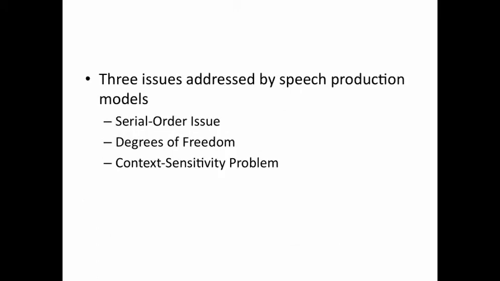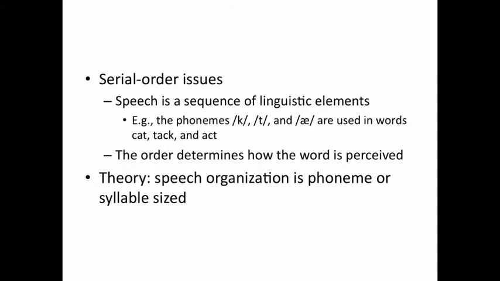But before we do that, I'm going to bring about 3 issues that need to be addressed by speech production models. Those 3 issues are the serial order issue, degrees of freedom, and the context sensitivity problem. So there are 3 issues. Anytime you look at a model of speech production, you need to know if that model is addressing all these 3 issues, or only one issue or more than one issue. Okay? So what is the serial order issue?